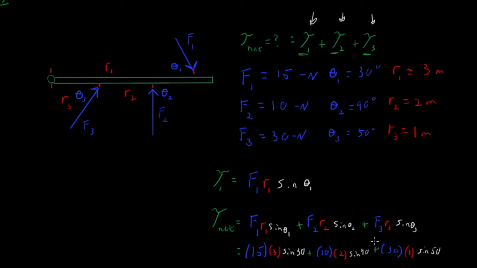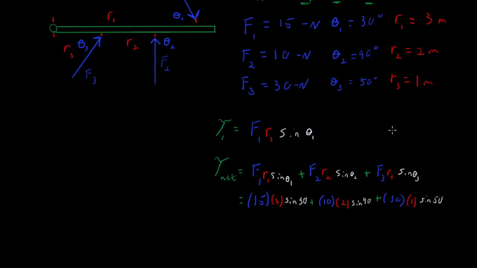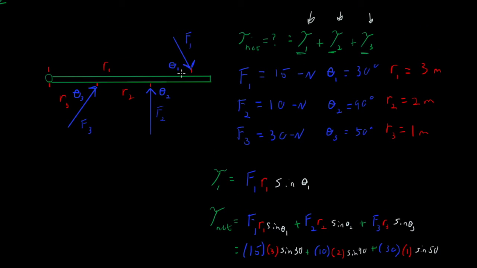Now with all of my numbers in there, I can go ahead and calculate my net torque. If I just punch all of those numbers in as is, I get 65.5 Newton meters. But that's not right, is it? We're missing something, and that's because according to our definitions, we need a positive and negative.